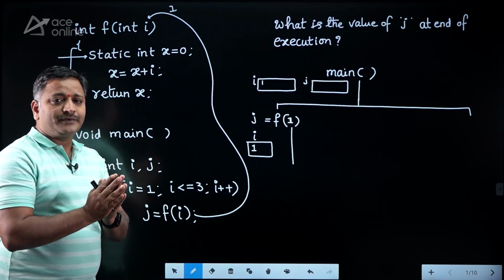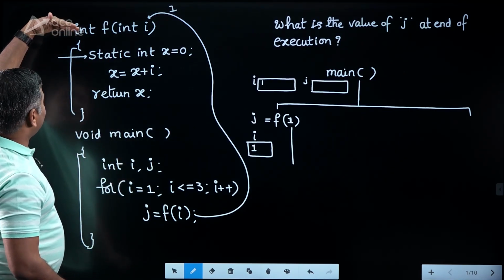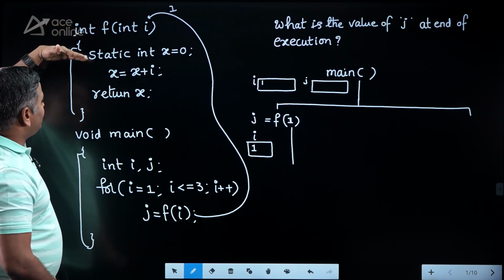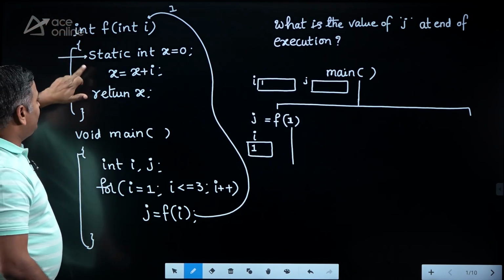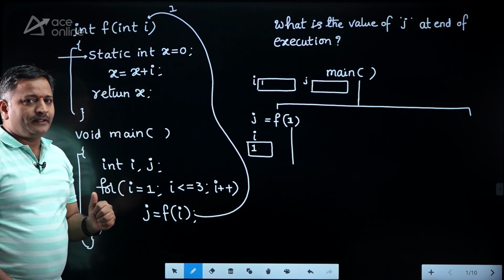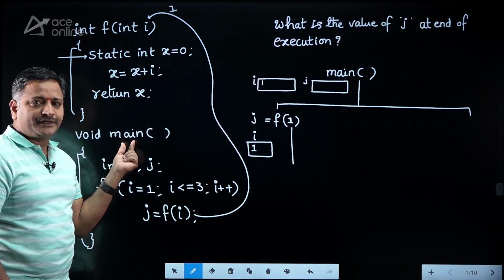Compilation always starts from the topmost instruction. First, when we compile the program, this is the first line to be compiled, right? After compiling this line, we compile static int x is equal to 0. Because of the static keyword, this variable will be stored into static memory. Then after the compilation process is completed, the execution process starts from the main function.